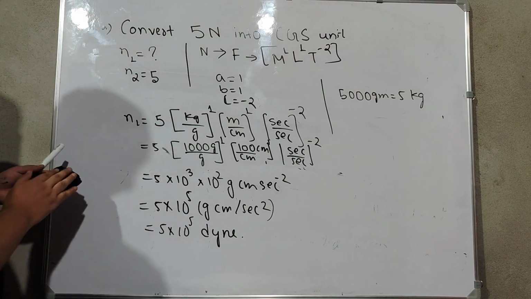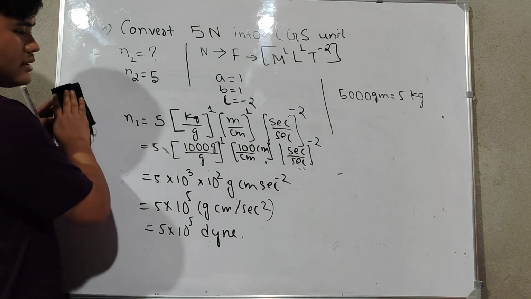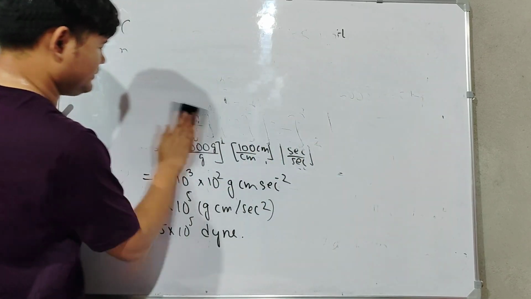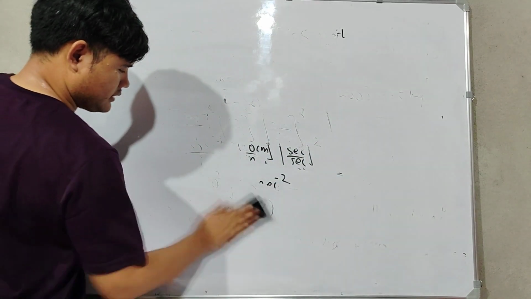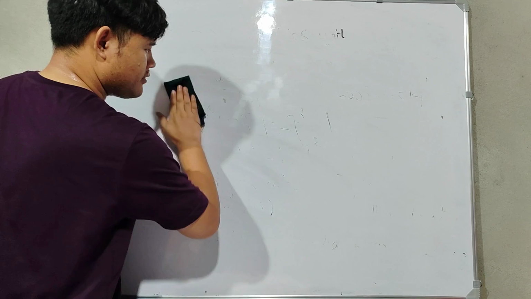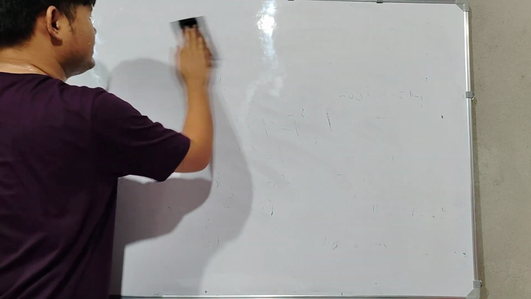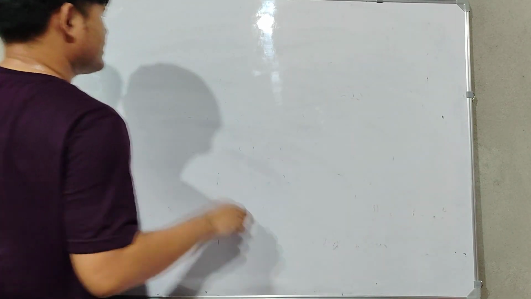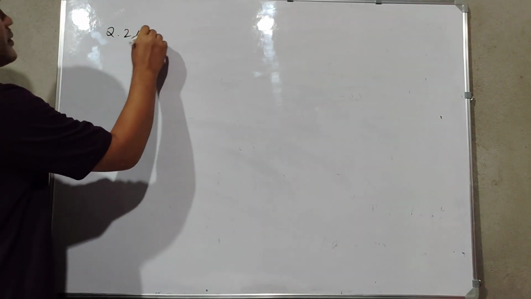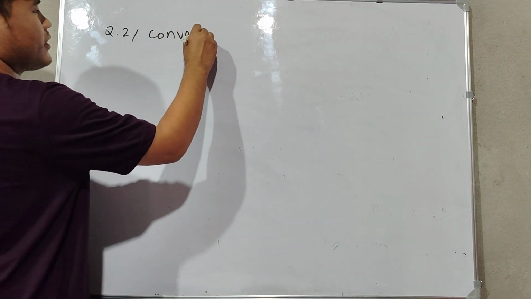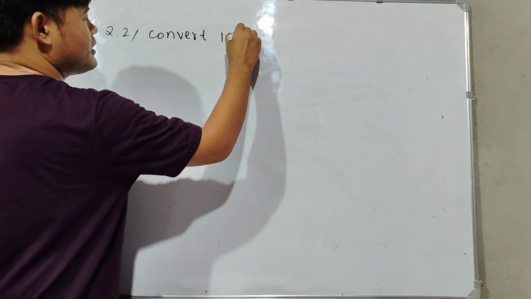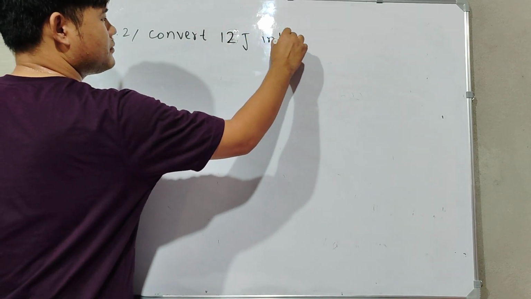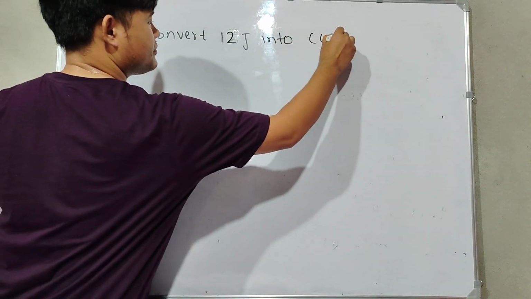Okay, so now next you do, I'm going to rub this one. The board has become very hard to rub because of water maybe. Okay, so questions you do first. Question number 2: convert 12 joule into CGS unit.